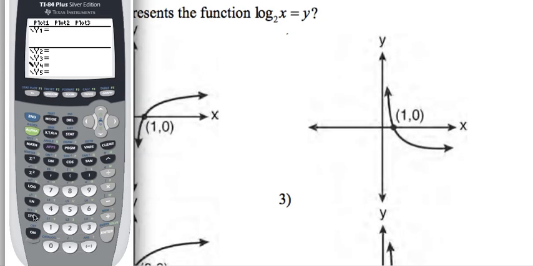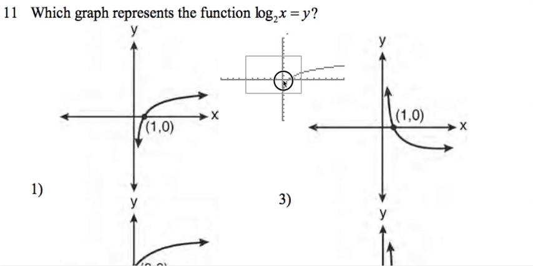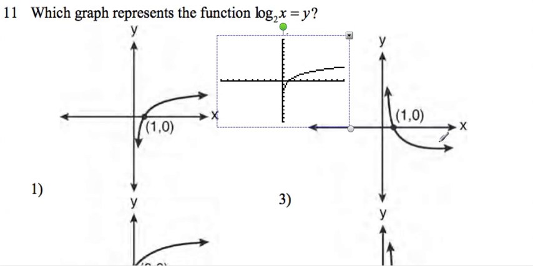So log. Now, if you have the new operating system, what you can do is press math, and go A for log base. Then base is equal to 2, and expression is equal to x. You can just go for the zoom standard, number 6 here. Then we get this picture. It looks like choice 1. So 1 is our correct answer.